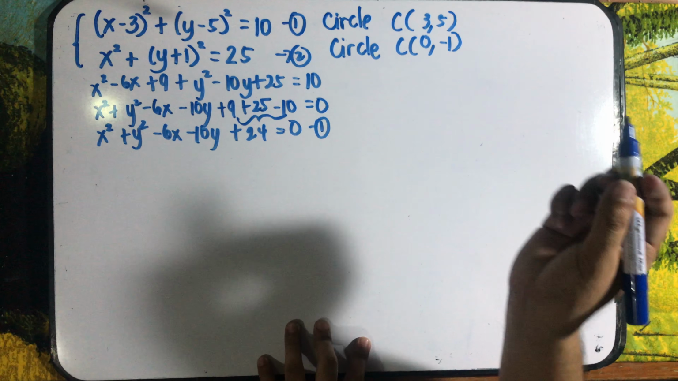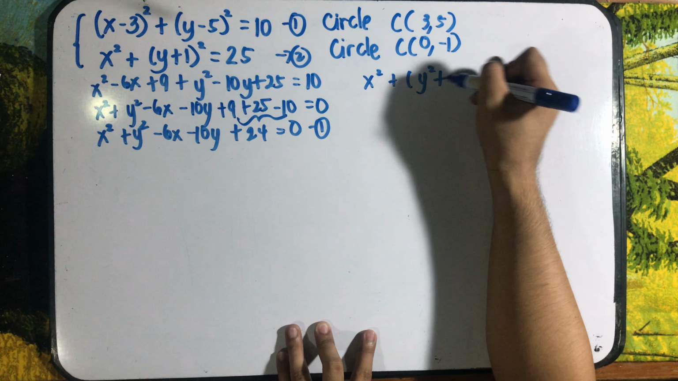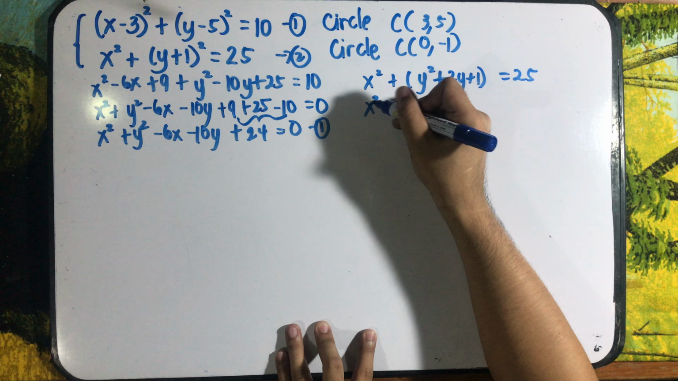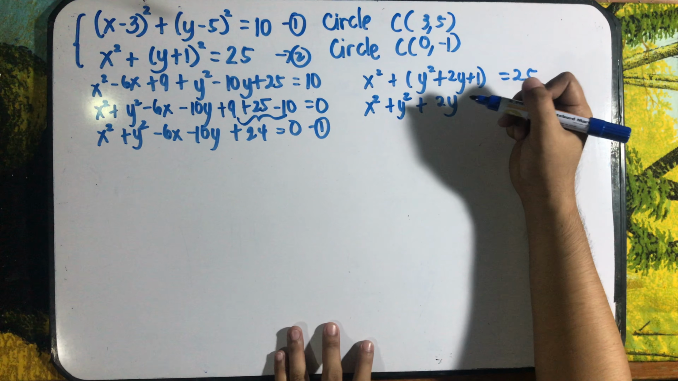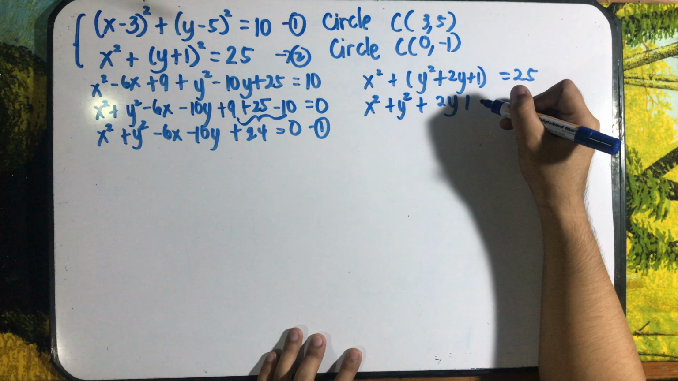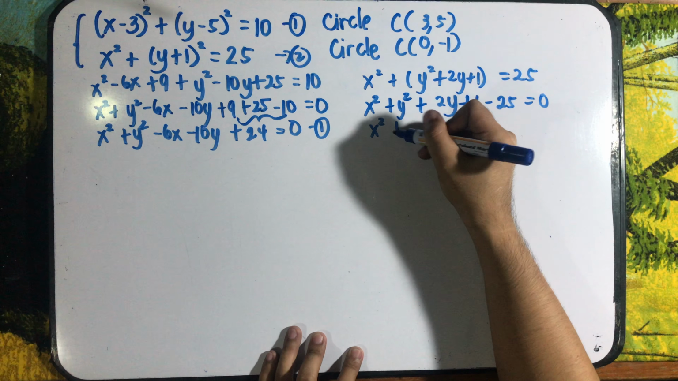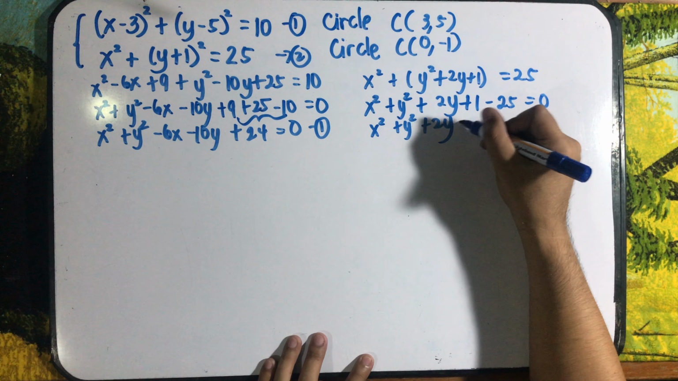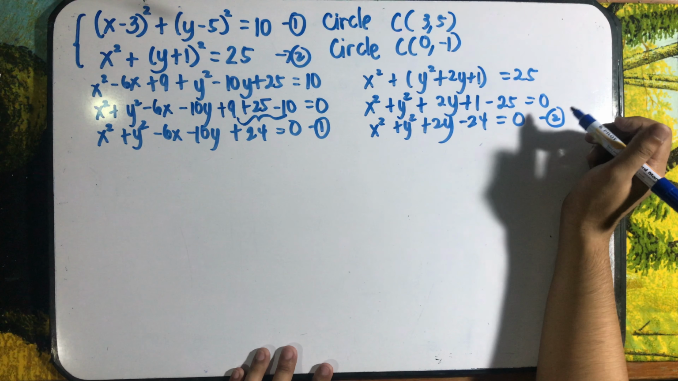And for our equation 2, we'll have x squared plus y squared plus 2y plus 1 is equal to 25. So let us now arrange. This becomes x squared plus y squared plus 2y, plus 1 minus 25 is equal to 0. We'll have x squared plus y squared plus 2y, and 1 minus 25 is negative 24, is equal to 0. Therefore, this is our equation 2.